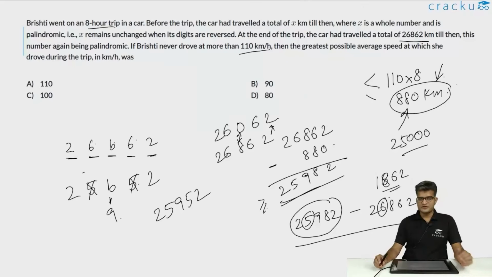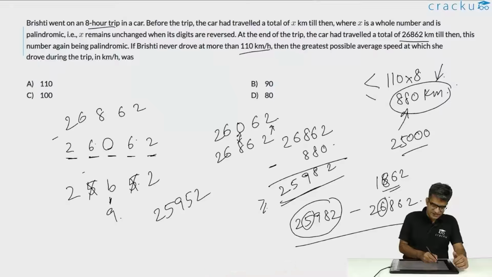So now if you are trying to maximize the speed, which is what we are required to do, you want the distance covered to be as high as possible. So we'll make B equal to 0. Essentially, the meter reading at the start is 26062. The total distance traveled is therefore 26862 minus 26062, which is 800 kilometers. And therefore the speed is 100 kilometers per hour, which is option C.